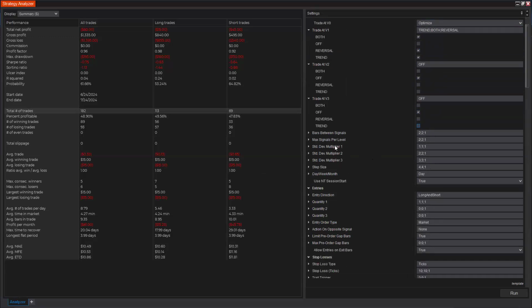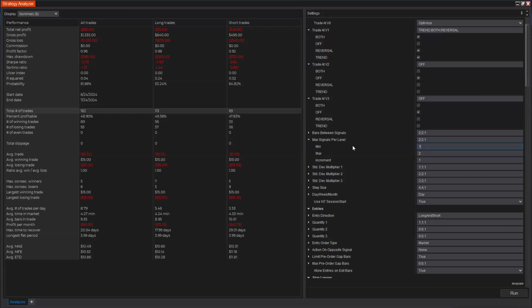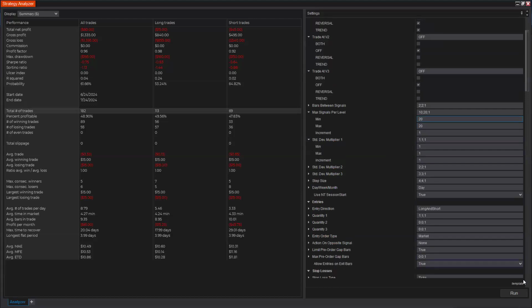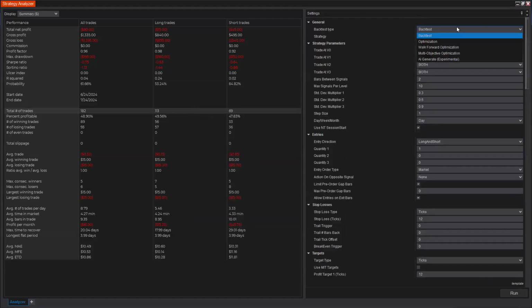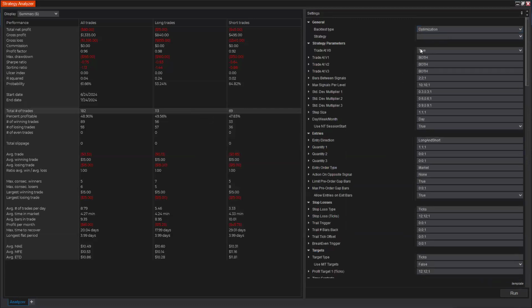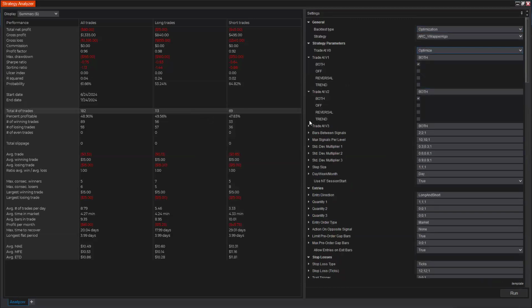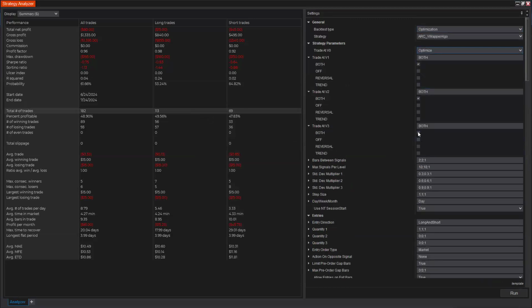Okay, bars between signals. Dang it. I'm going to do this again. Bear with me. Screw it. Let's go 20 because I don't really care how many max as of yet. Now let me just pull up the template. This will be easier, I think. Let's go optimization. Okay, well, let's do it again. Optimize 1, 2, 3. Off.